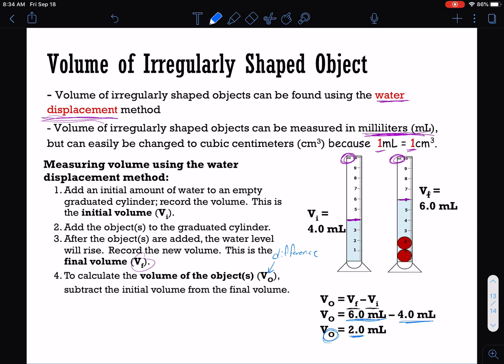So those are the three ways to measure volume. You can now see the units that we use to measure the volume in class.